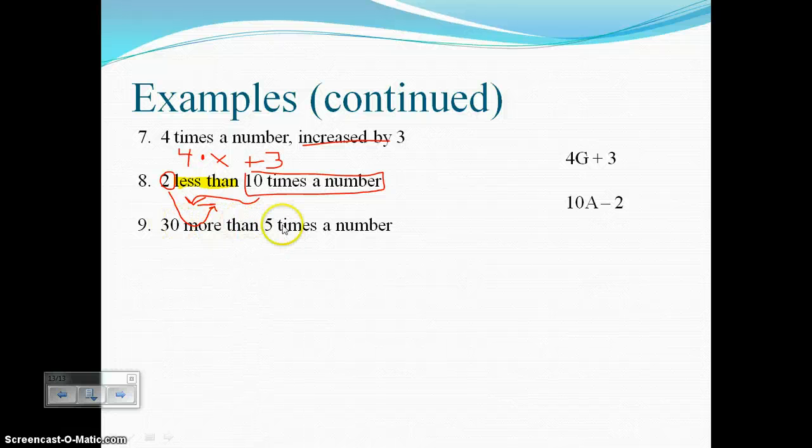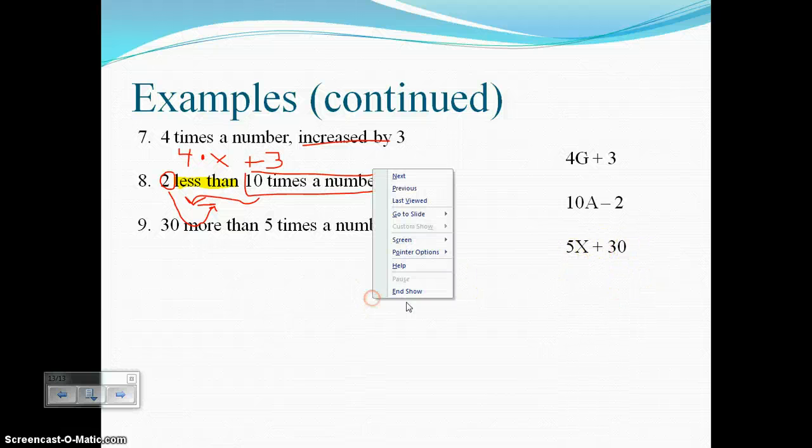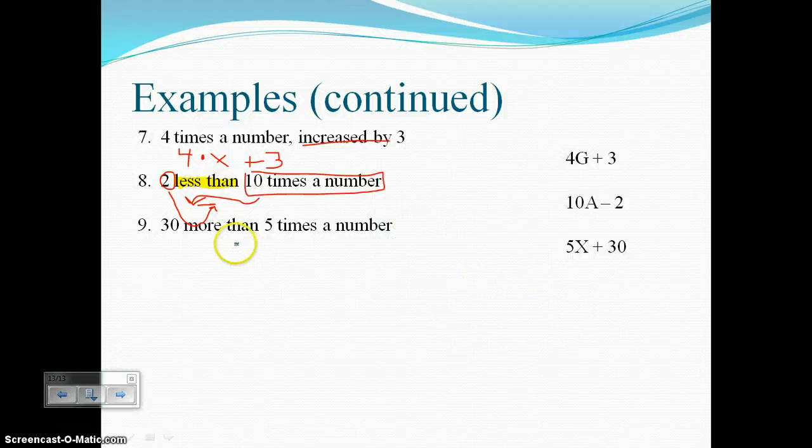30 more than 5 times a number. So that's just going to be 5x plus 30. Or you could write it, because it is addition, and remember addition is commutative, you can write it either way: 30 plus, because more than means plus, 5 times a number. So either way would be correct. We just tend to like to write our variables first.